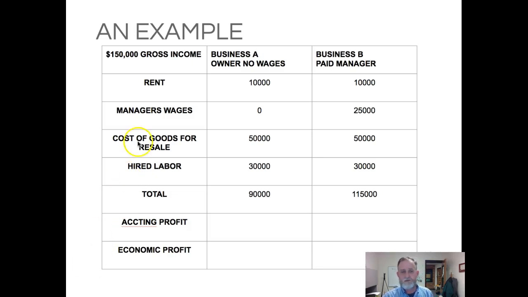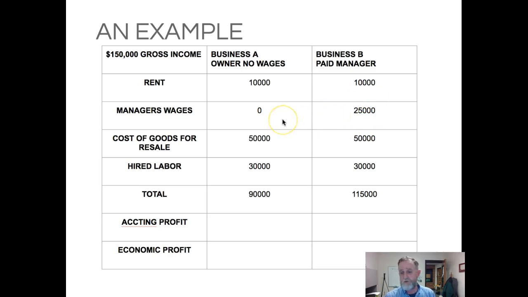And then we have cost of goods for resale of $50,000. Okay, same for both A and B. And then our hired labor is the same. And we get a total of expenditures of $90,000 for business A because we didn't pay any wages for a manager, compared to business B where we had to.